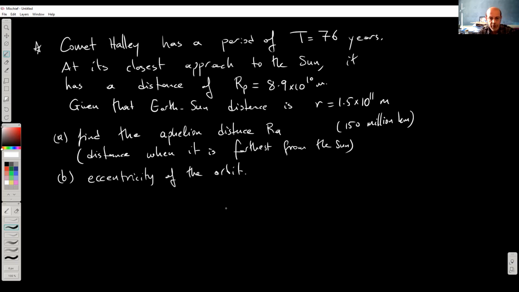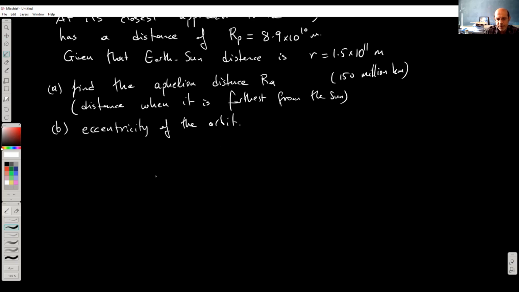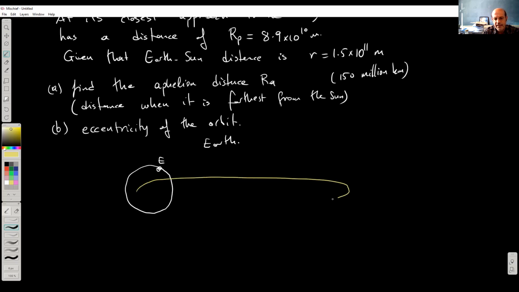Okay, so this comet is basically nothing special. So let's say that this is the Earth's orbit. So that's E. So E is the Earth. And this orbit is something like this. All right, it's an ellipse, but it has a very high eccentricity, right? So that's Sun, and the yellow thing is Halley.